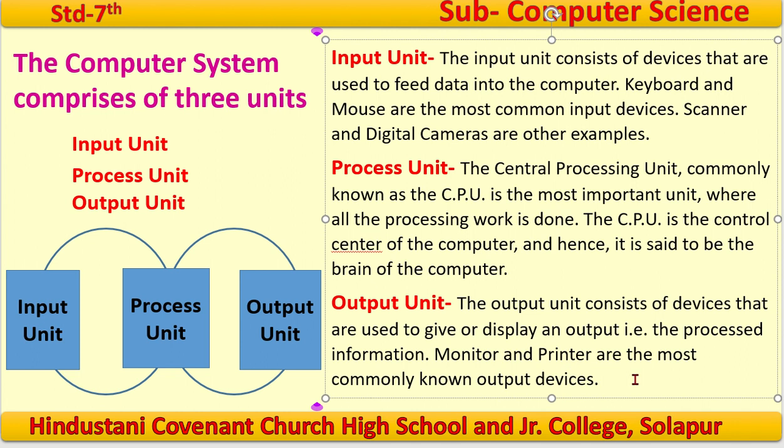So the devices which give the signal out are known as output unit. The devices which give the signal in are input, and the ones which are processing are inside the process unit. So these are the three main parts or main units of a computer system: input unit, process unit and output unit.